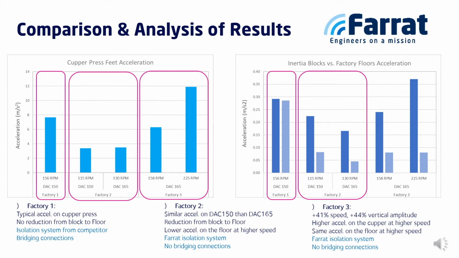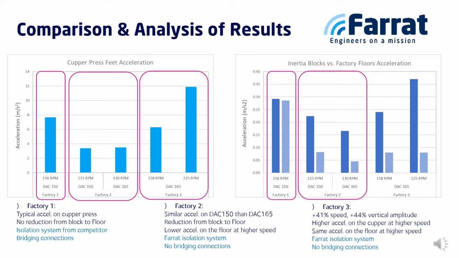It is also interesting to notice that although the DAC 165 was running faster than the DAC 150, the accelerations recorded on its foundation and surrounding floor were lower than the DAC 150s. This demonstrates the remarkable properties of Farrat elastomeric pads, more performant when subject to faster machine speed.